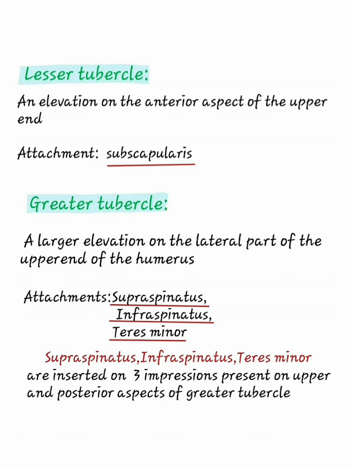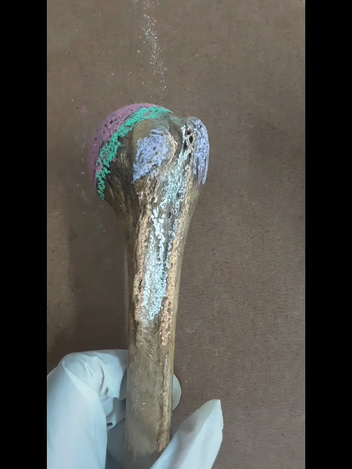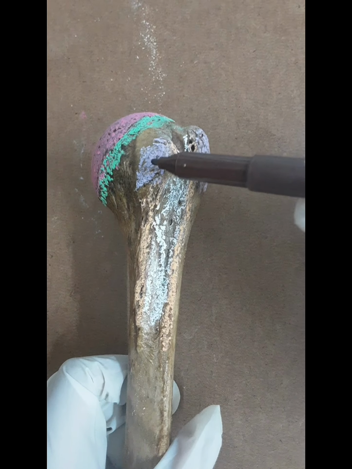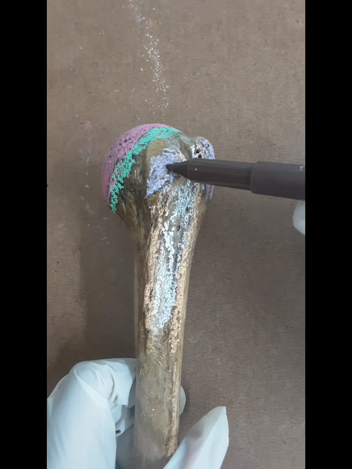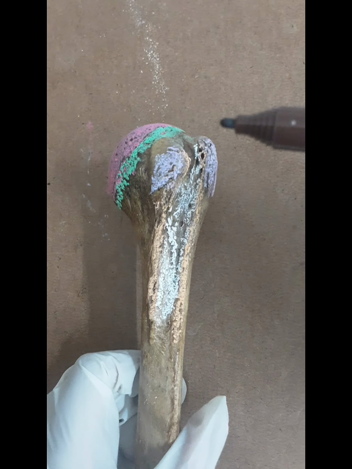Lesser tubercle. It is an elevation on the anterior aspect of upper end of the humerus. Attachment: subscapularis inserts on lesser tubercle.